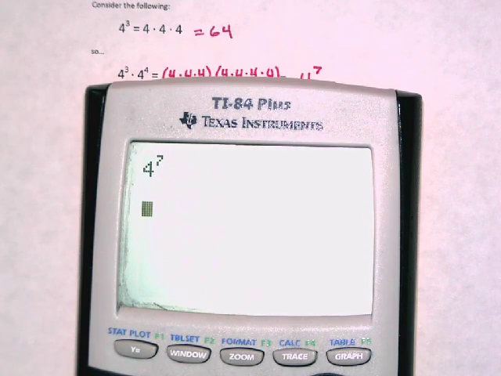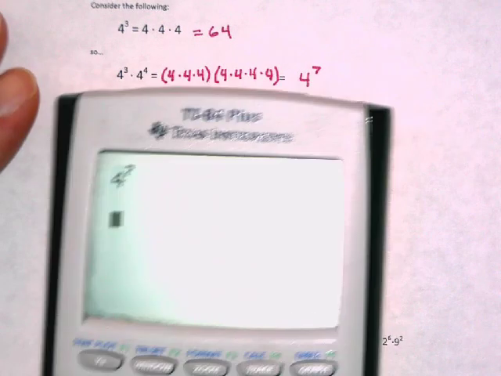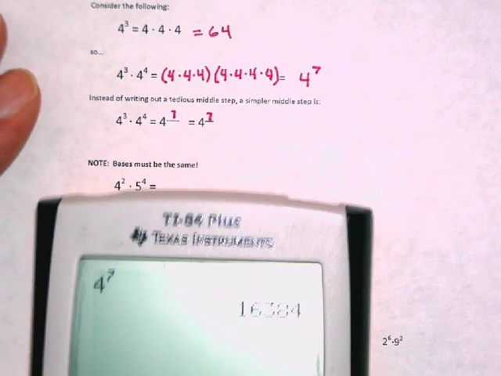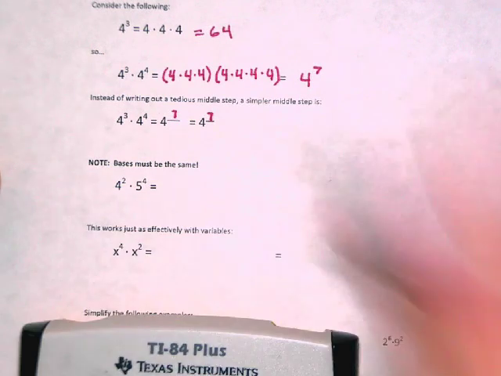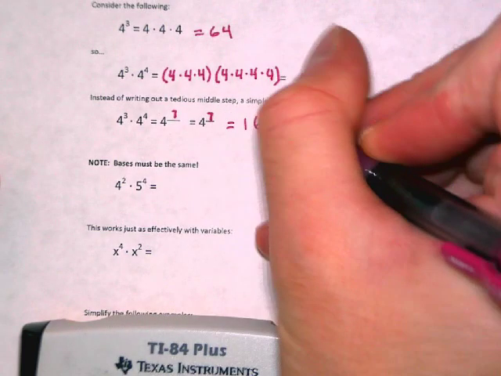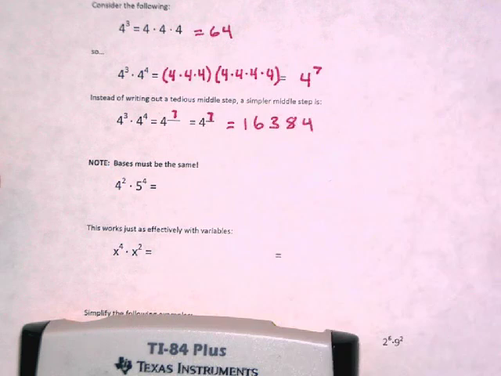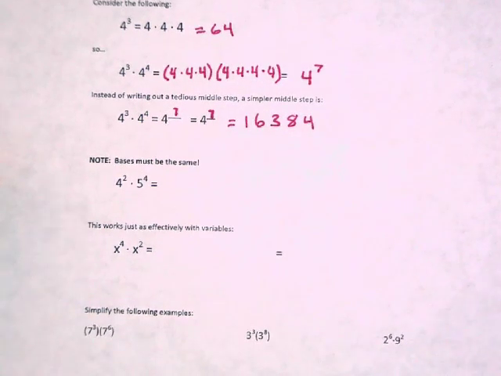So we're going to type all of them into the calculator, and anything that comes out to be under a million, we're going to go ahead and simplify it. So 16,384, we're going to go ahead and write that answer out. So that'd be 16,384. Okay, that gets you used to how to type in an exponent into the calculator.